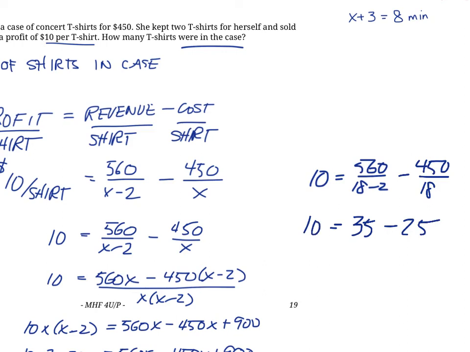Essentially, she sold each shirt for $35. They cost her $25 per shirt. And the difference between those is her profit per shirt, which was $10. So it does make sense, and we're good to go.